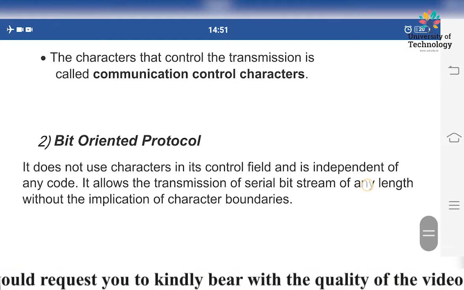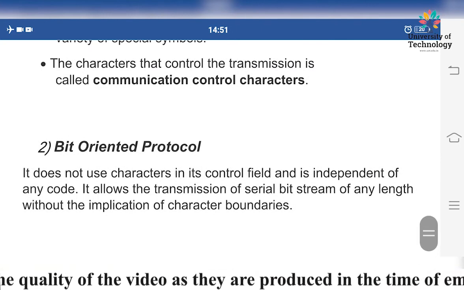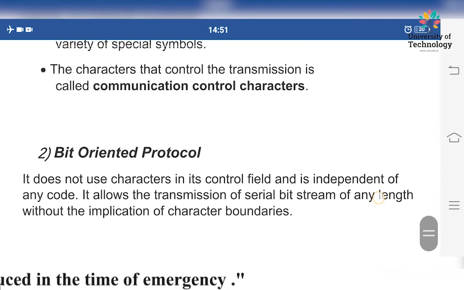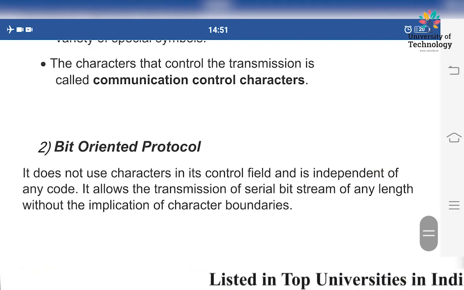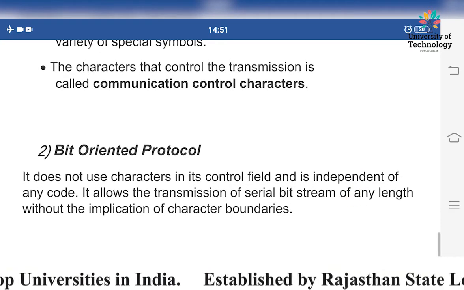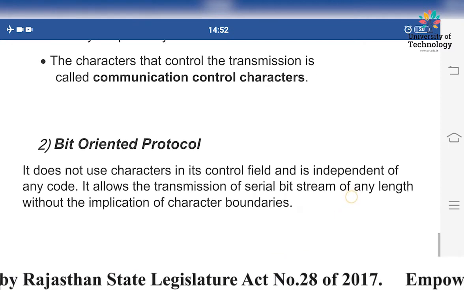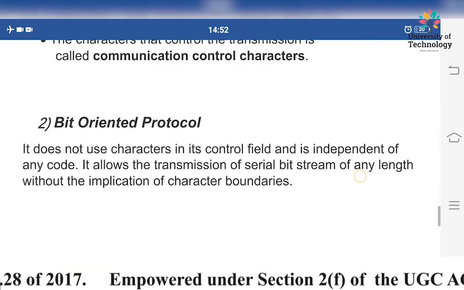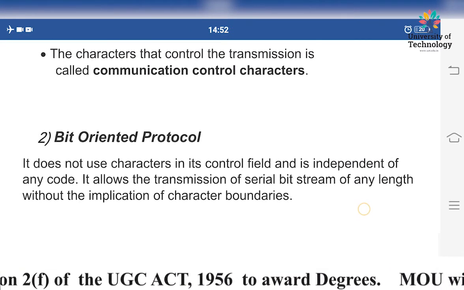So it allows the transmission of serial bit streams of any length without implication of character boundaries. We don't have any boundaries in it. Bit by bit transfer takes place, and it takes place serially. We know there are two types of transmission, serial transmission and parallel transmission, which we have already discussed in the prior lecture.